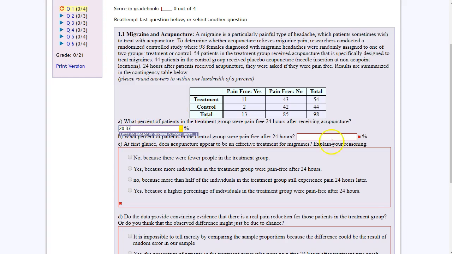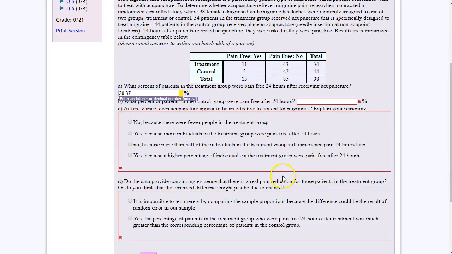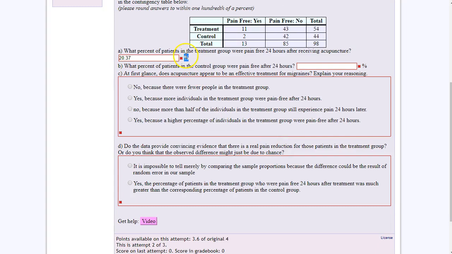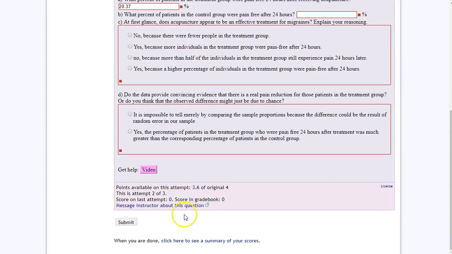So pay attention to the rounding. It makes a difference in how you want to enter the answer. And it's in percentages, as you can see here. So I'll submit this.